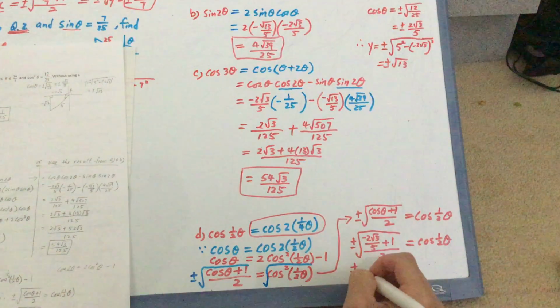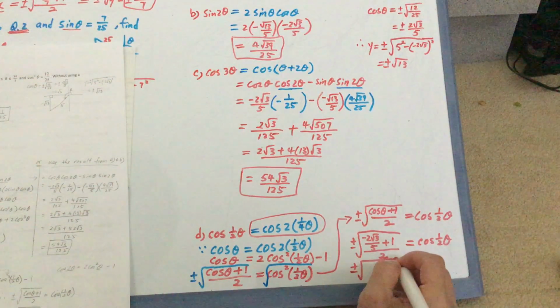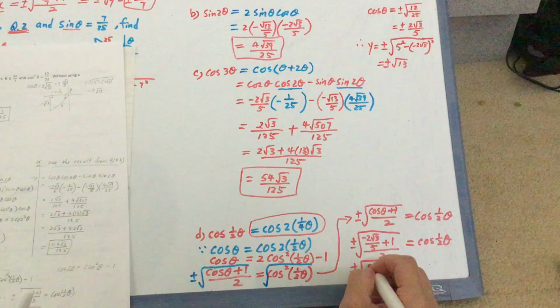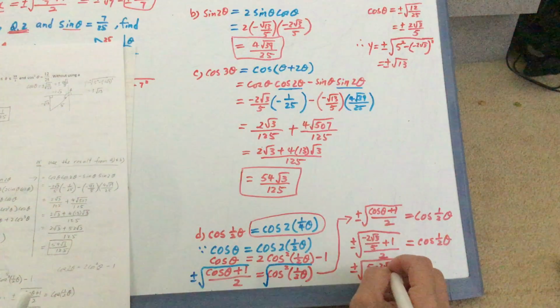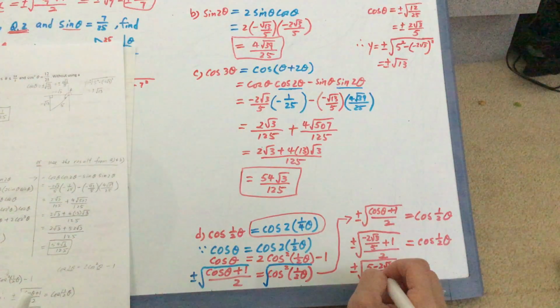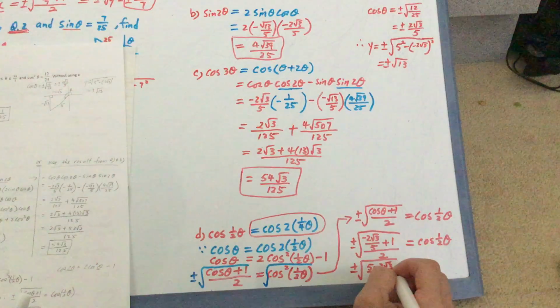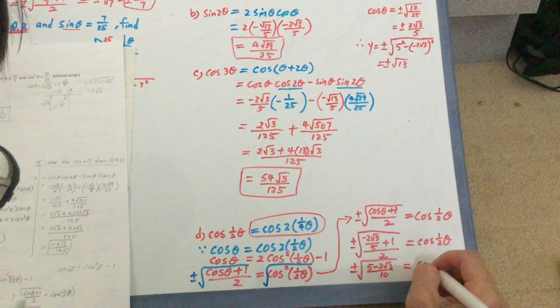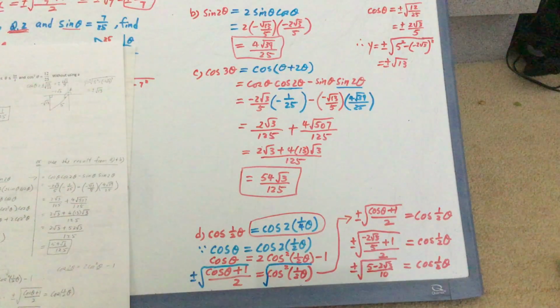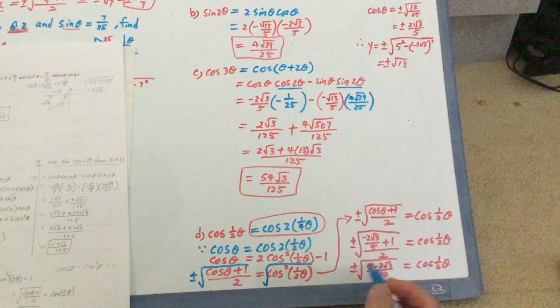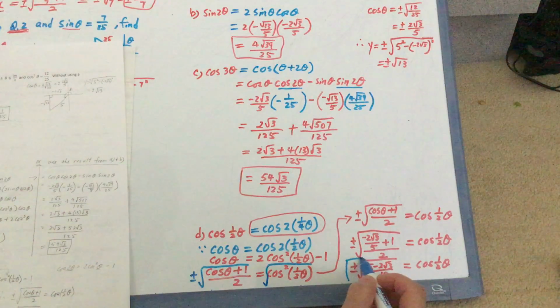Inside you will have a 5 minus 2 root 3 over a common denominator of 10. Okay, so this is going to be your final answer because I cannot reduce that any further.